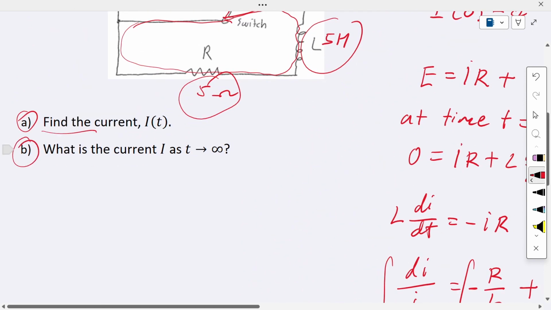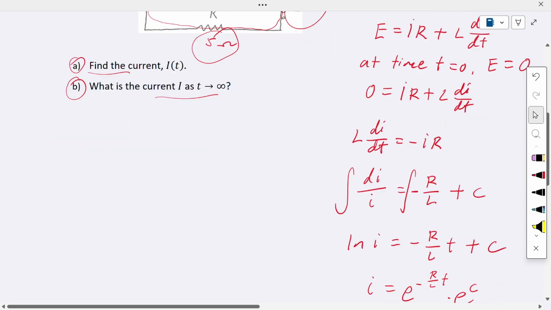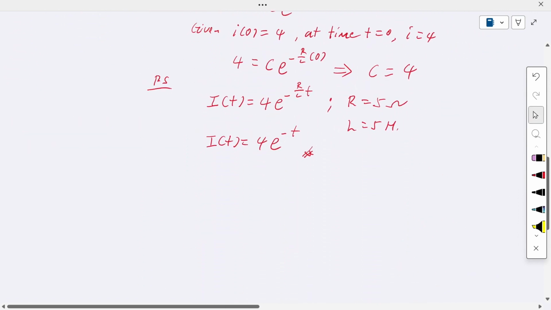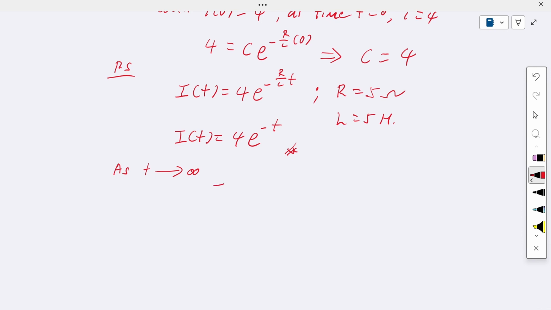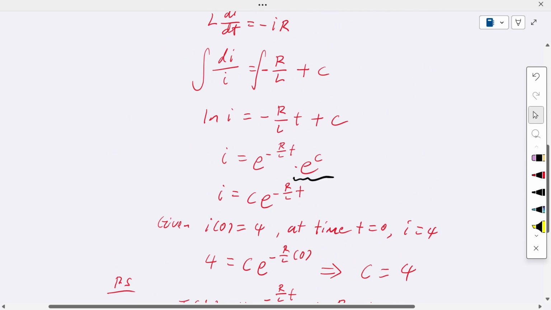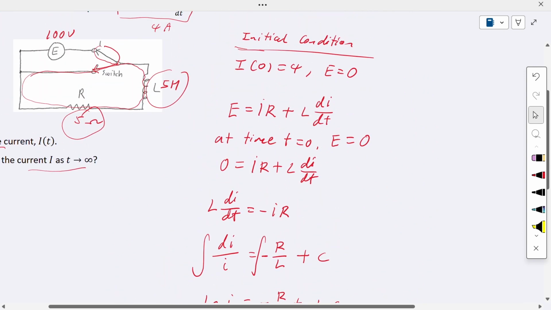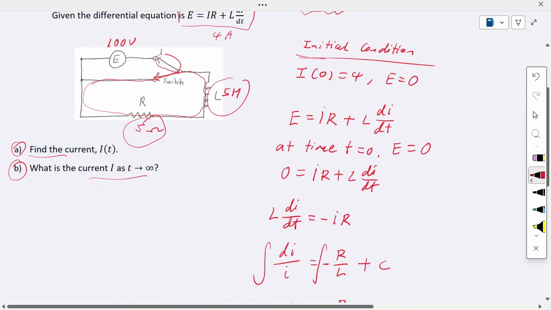Now we see question B. What is the current as t goes to infinity? We have the solution here, right? So we substitute time t going to infinity. Then the value of I of t is 4 times exponential minus t, and for t we substitute infinity. In this case, 1 over infinity is 0, so we get 0 ampere. That means the current will die out in this circuit. So that is the answer: 0 ampere as t goes to infinity.